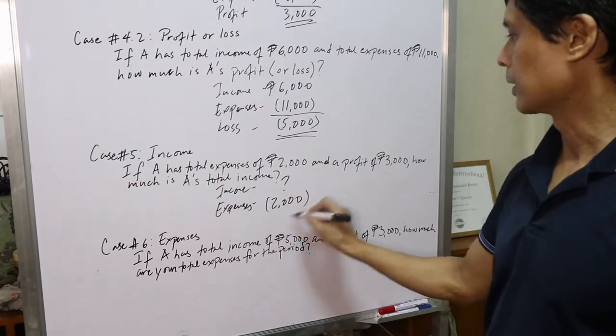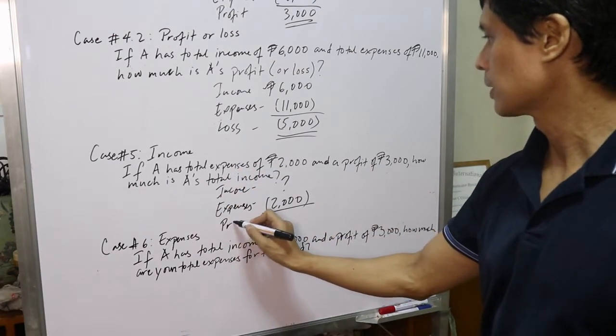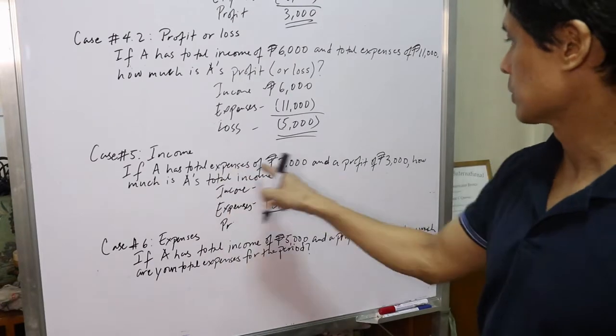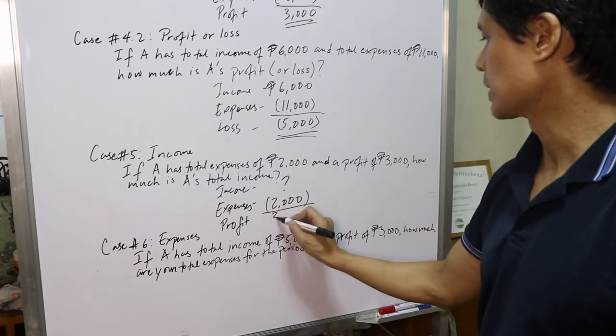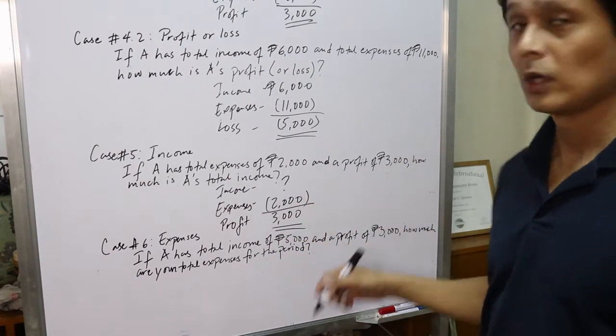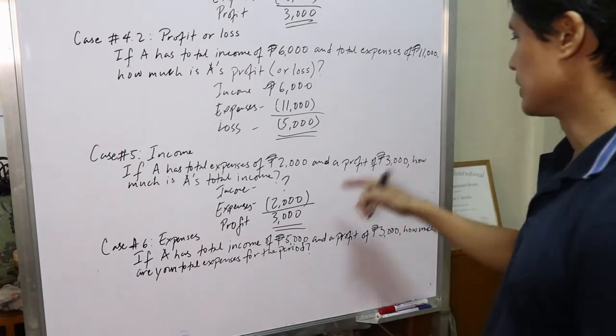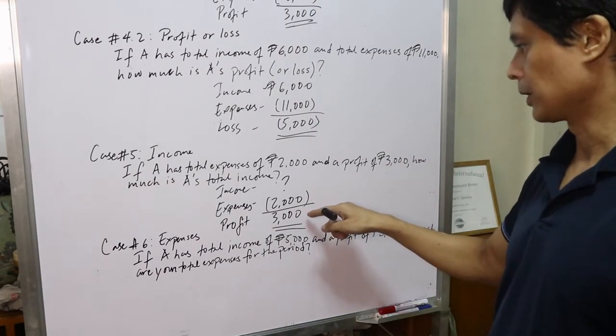And this is negative. And the profit, how much is the profit? Total expenses. And the profit is 3,000. Profit is 3,000. So magkano raw yung income? So you can work back or you can squeeze, no? So para maging 3,000 yan.